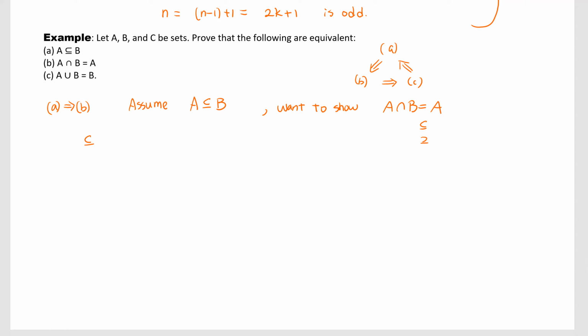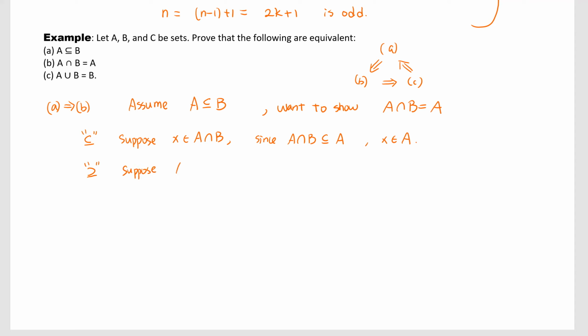Okay, so this direction first. Suppose X is in A intersect B. Then by definition of intersection, because A intersect B is a subset of A, we know that X is in A. If X is in A and B, then X is in A and X is in B. So this direction is easy. How about the other direction?